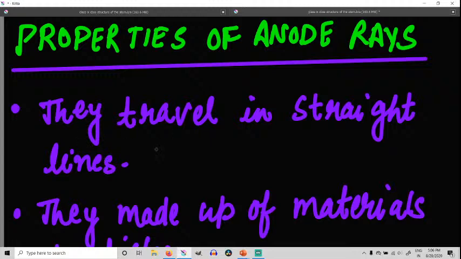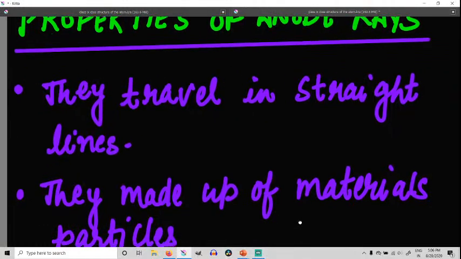Okay, they travel in straight lines. Just now we have proved it, because if you keep any opaque object in their path, what is going to happen? They'll cast a shadow at the back of the cathode. And then the second thing, they are made up of what?